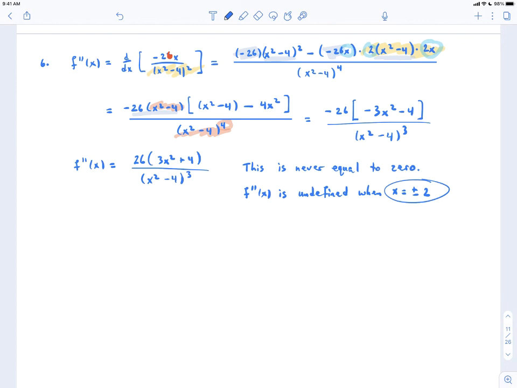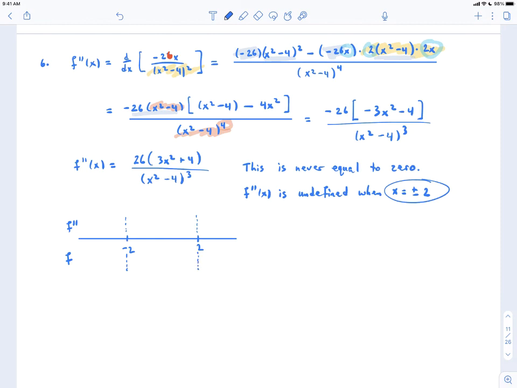Let's just make a sign chart. So this is a sign chart for the second derivative, and we want to know what that tells us about the concavity of f. So we need to mark the asymptotes. Again, there's no place where this second derivative is equal to 0. So in particular, that means there are no points of inflection. And yet the concavity will change.